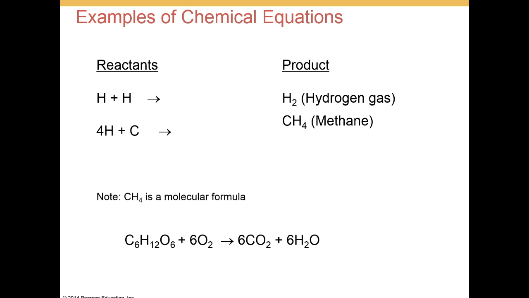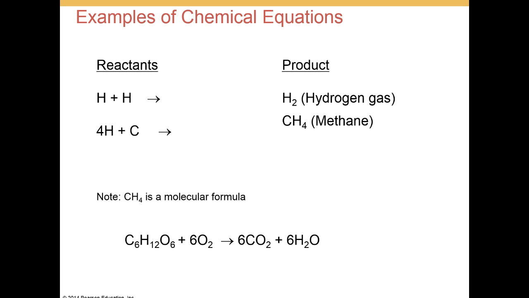Some easy examples are two hydrogens unjoined at this point, H plus H, yielding H subscript 2. So the subscript means that that is going to be in the same molecule, hydrogen gas. Or four hydrogens, so now you see that 4 is not a subscript, so that means 4 unjoined hydrogens added to a carbon forming CH subscript 4, or methane. So CH4 is a molecular formula.